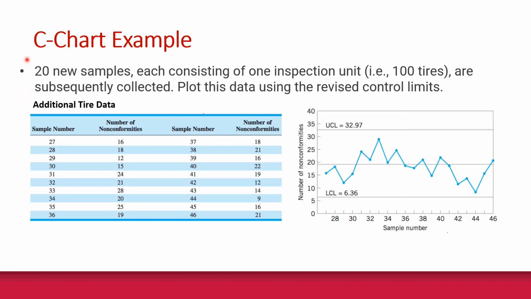Once we set our new upper and lower control limits, we can start collecting new data again. Let's say we collect more data the following day, samples 27 through 46. We can plot those right on the same control chart. 27 gets plotted here, 16. 28 gets plotted up here at 18, etc. We plot the new data on that revised control chart.